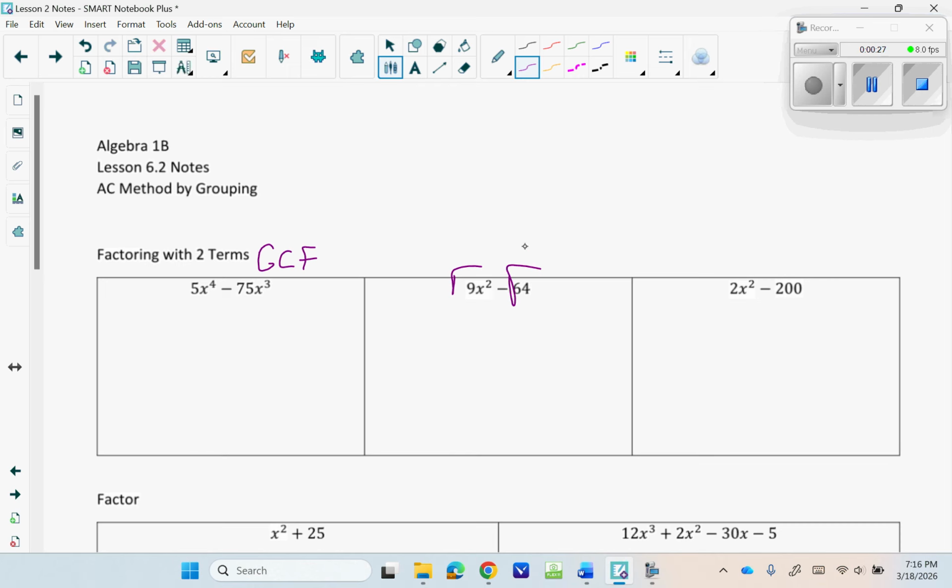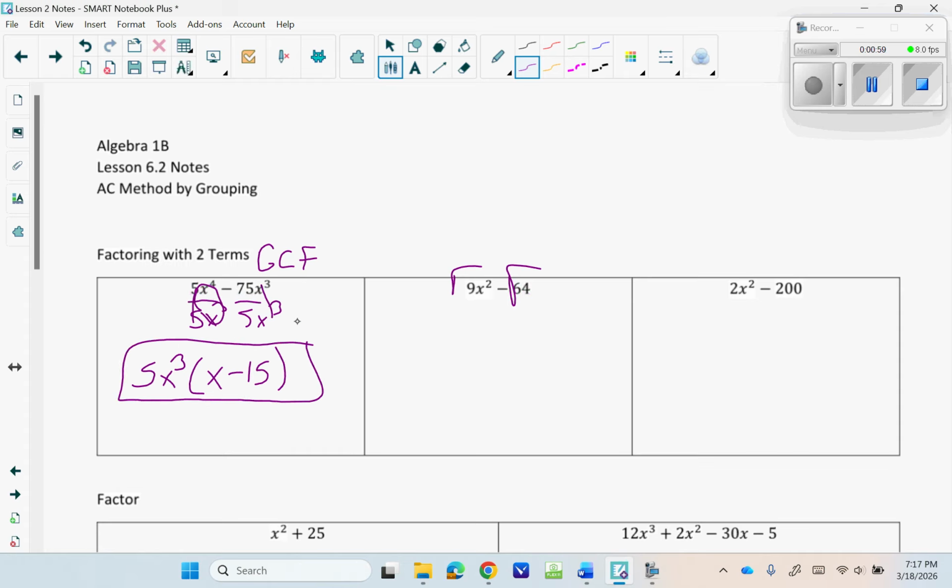Sometimes it's a combination. So we talked yesterday how you find the GCF here, and they have a 5 in common, and we're going to take the smallest exponent. So that's going to be an x to the third. And so when I pull out a 5x to the third, I am going to divide the rest, and I just have x left over here. 75 divided by 5, that's 15, so x minus 15, and then those all cancel out. So this would be my final answer.